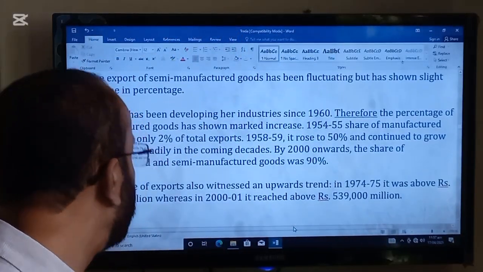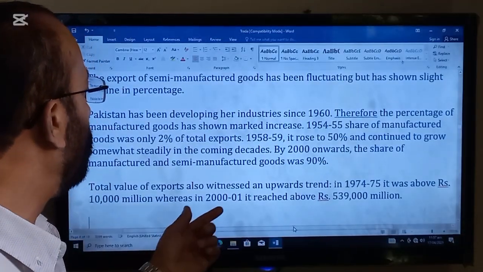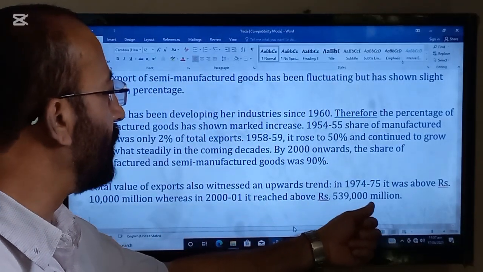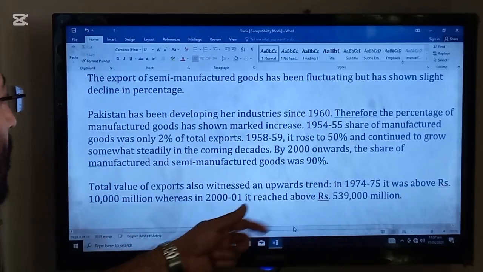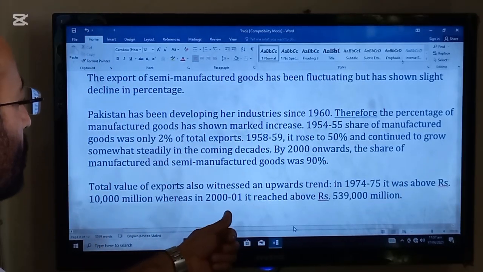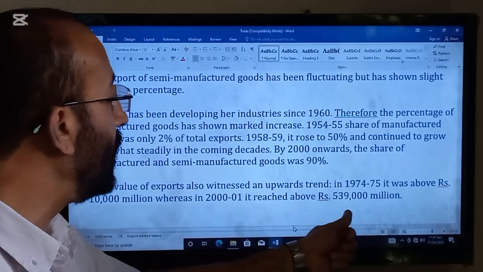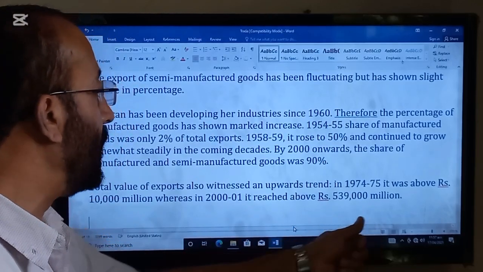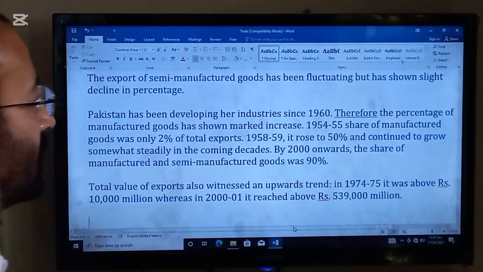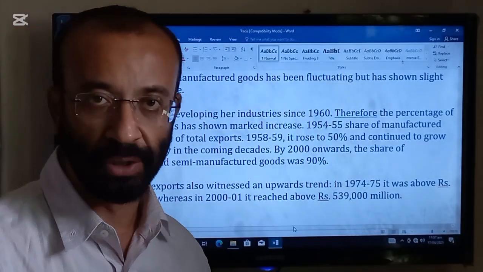Next, the total value of the exports also witnessed an upward trend. That is, in 1974-75 it was above 10,000 million rupees, whereas in 2000-2001 it reached above 539,000 million rupees. So this is in terms of Pakistani rupees. That is the change in the composition.